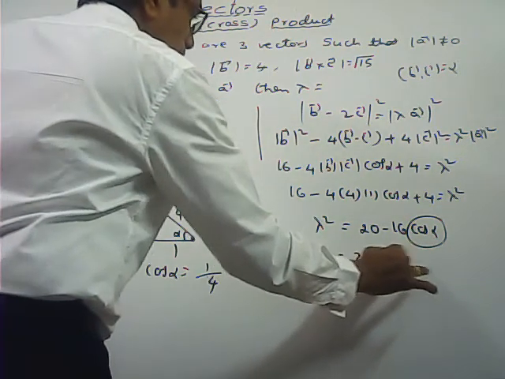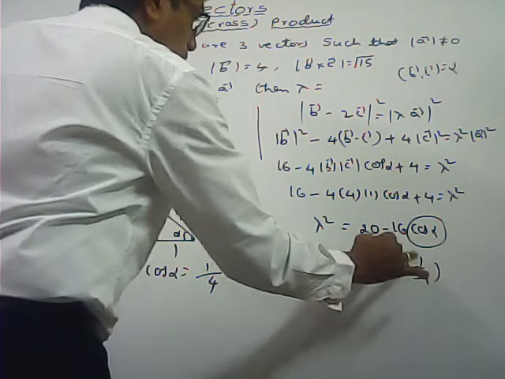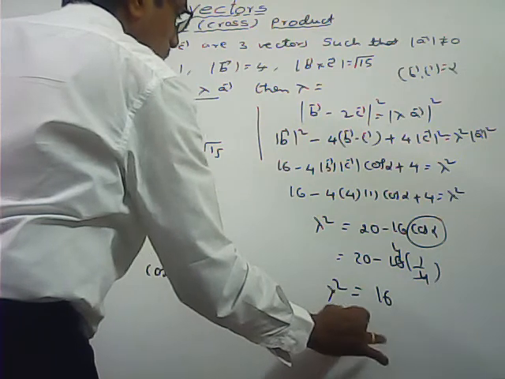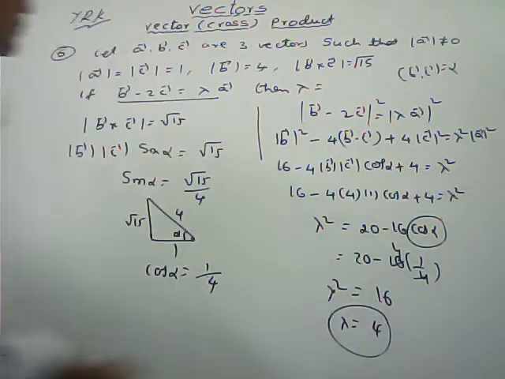Now there you can substitute that value: 20 minus 16 into 1 by 4. 4 times 20 minus 4, that is 16. Lambda square equals 16. Lambda equals plus or minus 4, we can take.